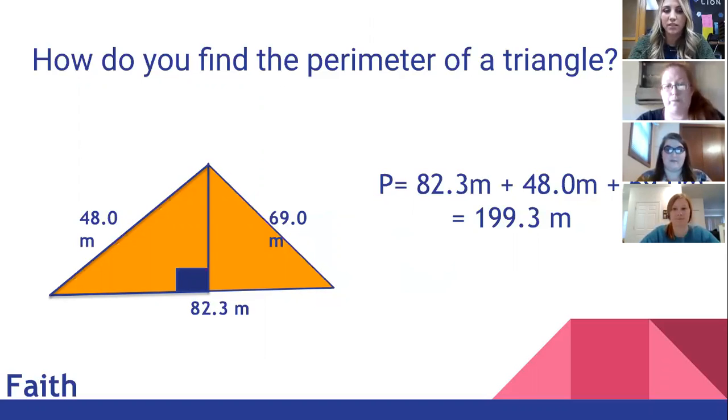You just add up all the sides, and the formula is A plus B plus C equals P, with P being the perimeter. On this triangle, we see that we have 3 sides, one being 82.3, the other being 69.0, and 48.0. To find the perimeter, we just add up all the sides to get 199.3 to be the perimeter of this triangle.